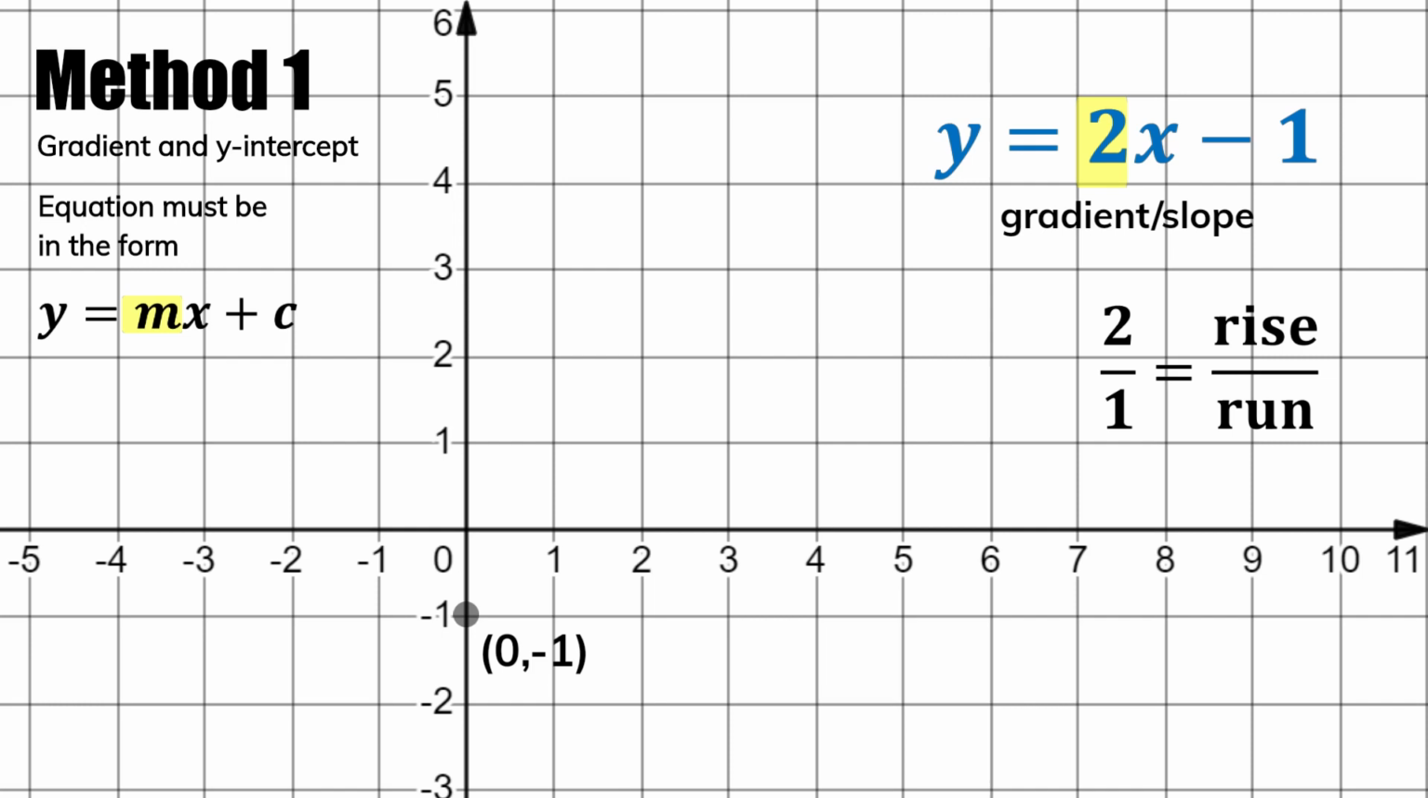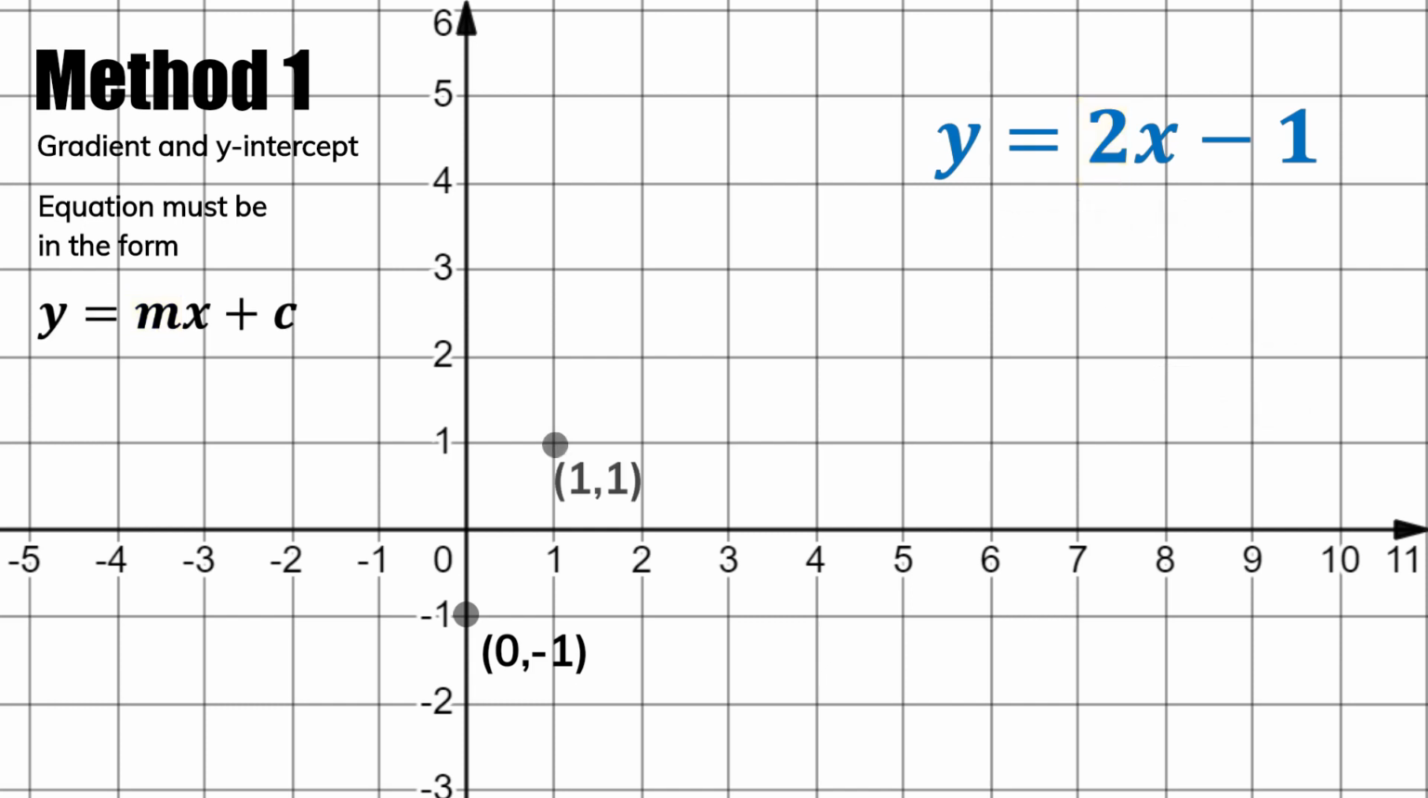We know that gradient is calculated by rise over run. Now we can write 2 as a fraction, 2 over 1. So that means from our y-intercept, we need to go 1 unit to the right and 2 units upwards to find the next point. Here it is. Let's put a point here. So our next point on this line is at 1, 1. Now that we have 2 points, all we need to do is draw a line through them. And there we have it.